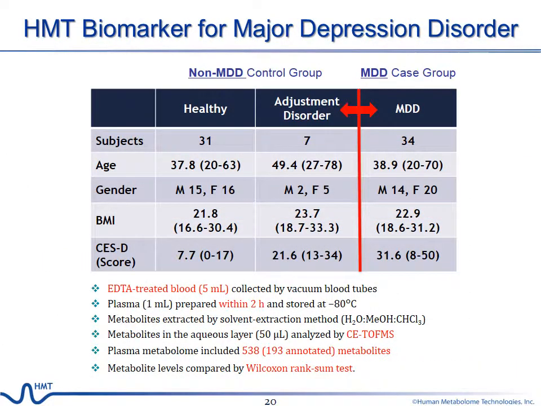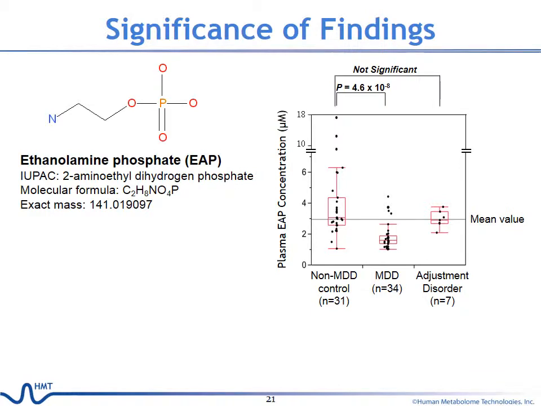In a clinical study, healthy subjects were compared to both MDD patients and adjustment disorder patients, as determined by their CESD scores, which are given based on psychological evaluations, which can be highly subjective and variable. In this study, plasma samples were analyzed with 538 metabolites identified, of which 193 were annotated. Among the three groups, a single metabolite, ethanolamine phosphate, was identified that could differentiate the major depressive individuals from the others. EAP was significantly reduced relative to the non-MDD control group, as well as significantly reduced compared to the adjustment disorder group.